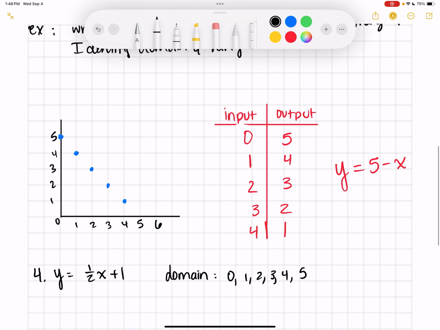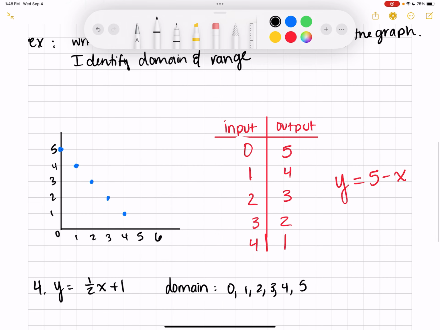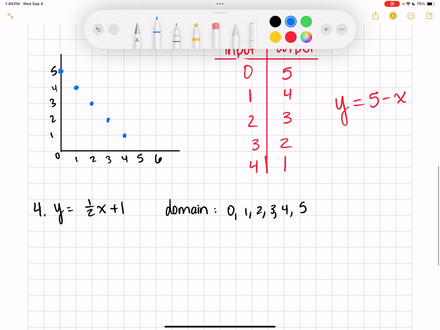Also, we forgot to do domain and range on this previous problem. What are my domain values from the previous problem? 0, 1, 2, 3, 4. Not 5, just through 4. So domain is here, and so that means that my range values are what? 5, 4, 3, 2, 1. Yep, so these are my range values here. There we go. Okay, now that problem's actually done.